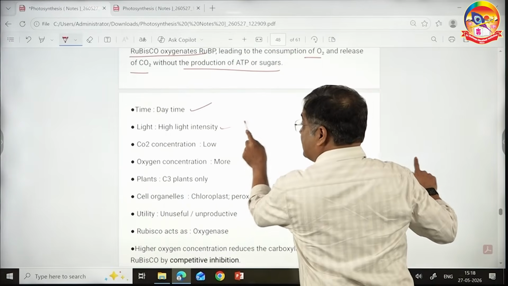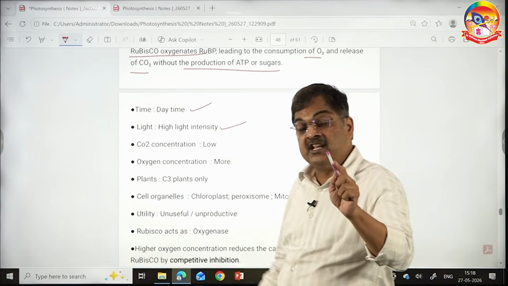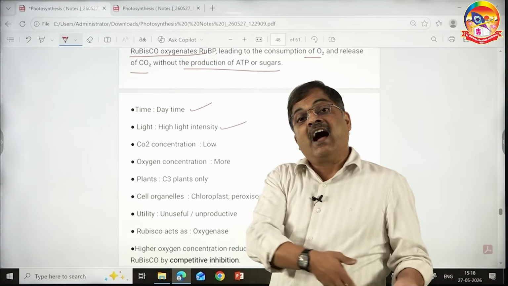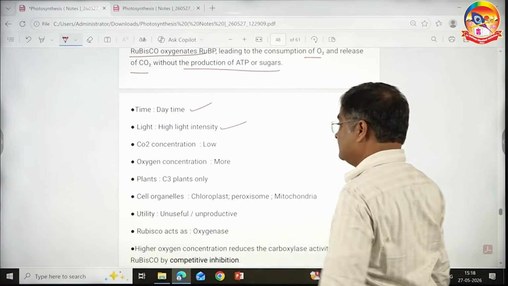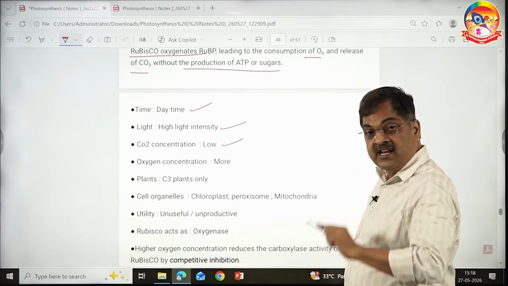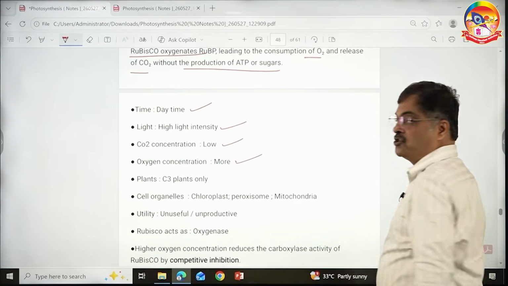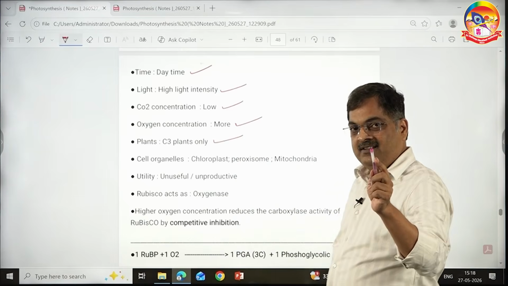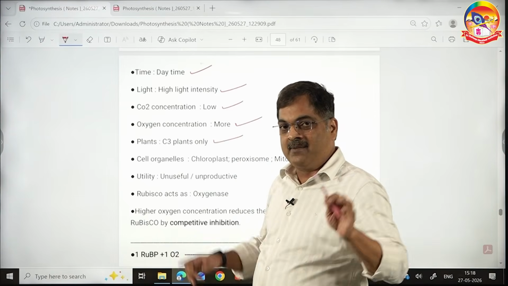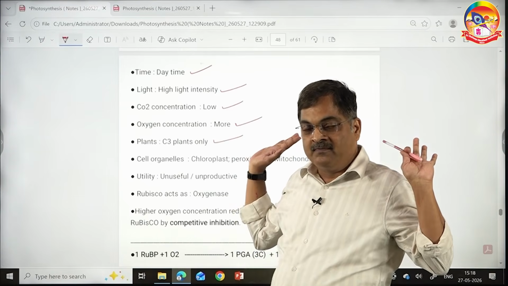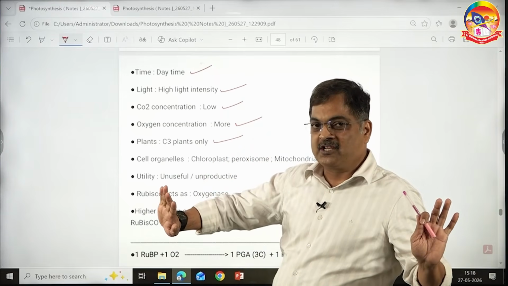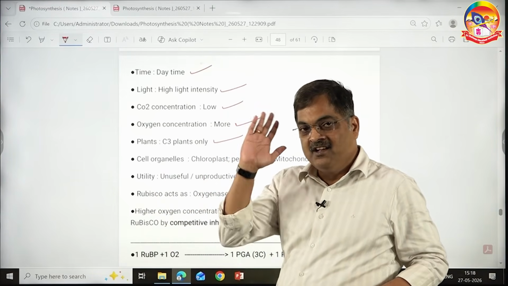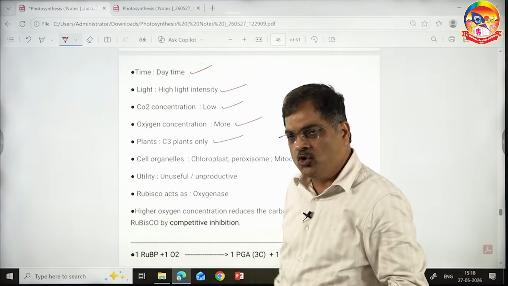Light, high light intensities. Only in high light intensities will there be more oxygen release. Only when there is more oxygen release does RUBP oxygenation occur. CO2 concentration is less, oxygen concentration should be more. And this occurs only in C3 plants, because I told you sugarcane, maize and sorghum have found some way to avoid photorespiration by asking all the Calvin cycle enzymes to go to bundle sheath cells. We'll be talking about that story in 2 minutes.